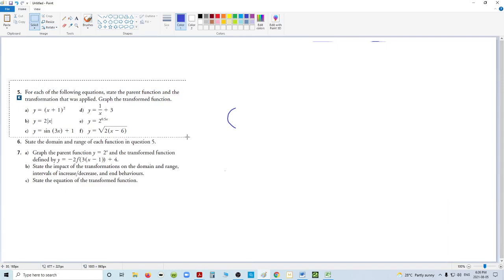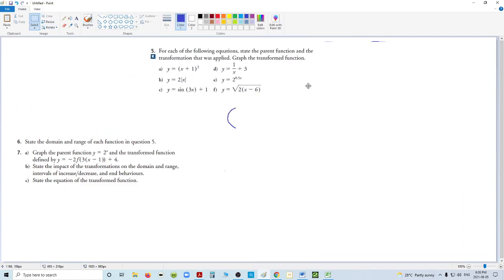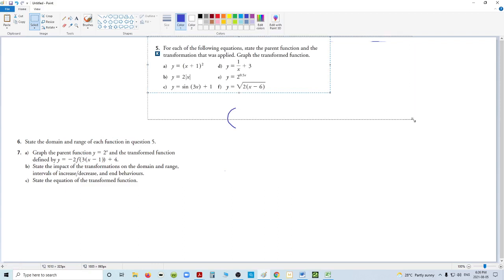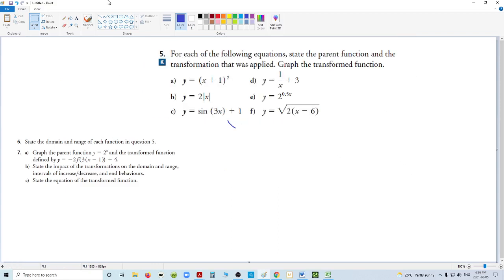Here they want you to state the parent function, and the transformations that were applied, and then graph. I'm not going to graph it. Use Desmos for that, but right away you can see the parent functions. That's a parabola. To see parent functions, just get rid of the numbers. Okay. See?